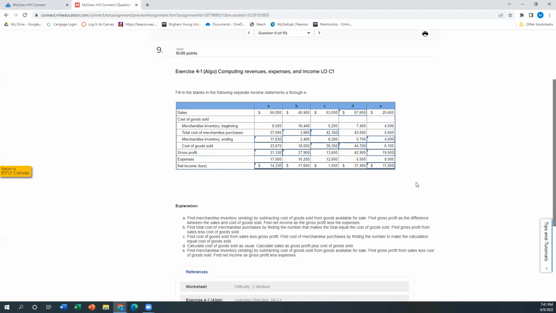And then it's really the same process for each of these. I just have to take a look at what I'm missing. Again, I was missing gross profit, but I have cost of goods sold, so I can just take sales minus cost of goods sold gives me gross profit. And then I was missing total cost of purchases. And I know that beginning inventory plus purchases minus ending inventory equals cost of goods sold. So I can say 16,440 minus X plus 2,400 equals 18,000, solve for X. And again, we use the same process on each of these.